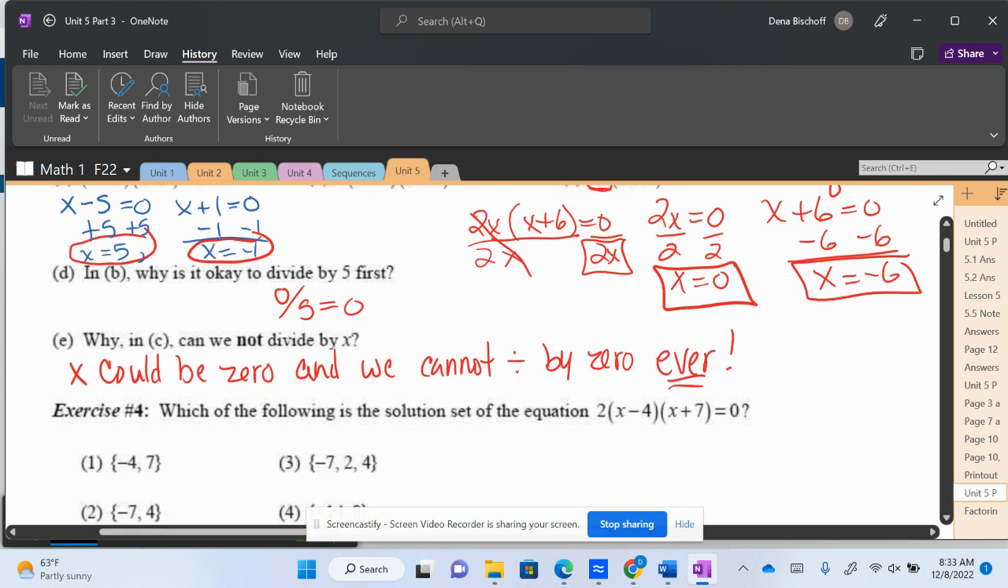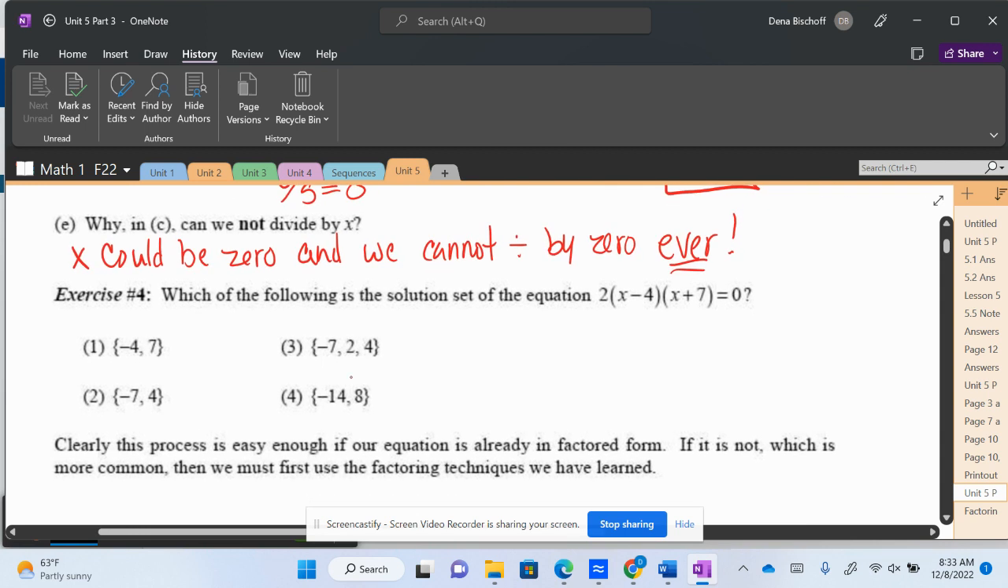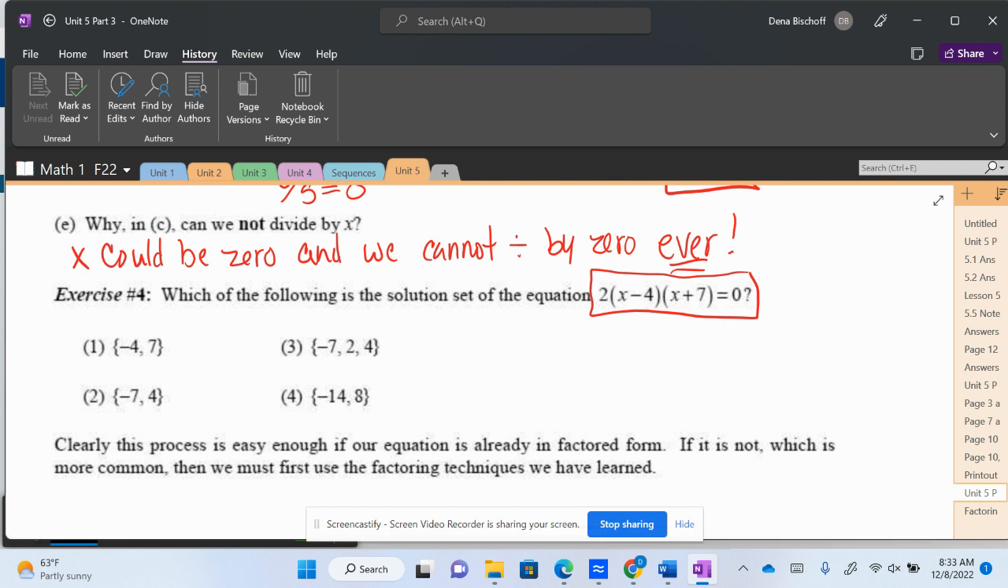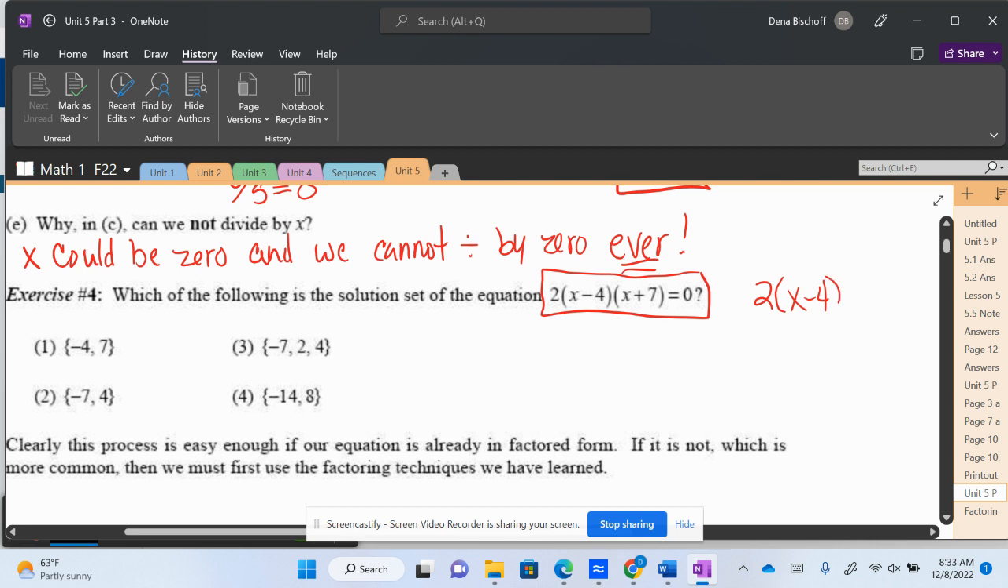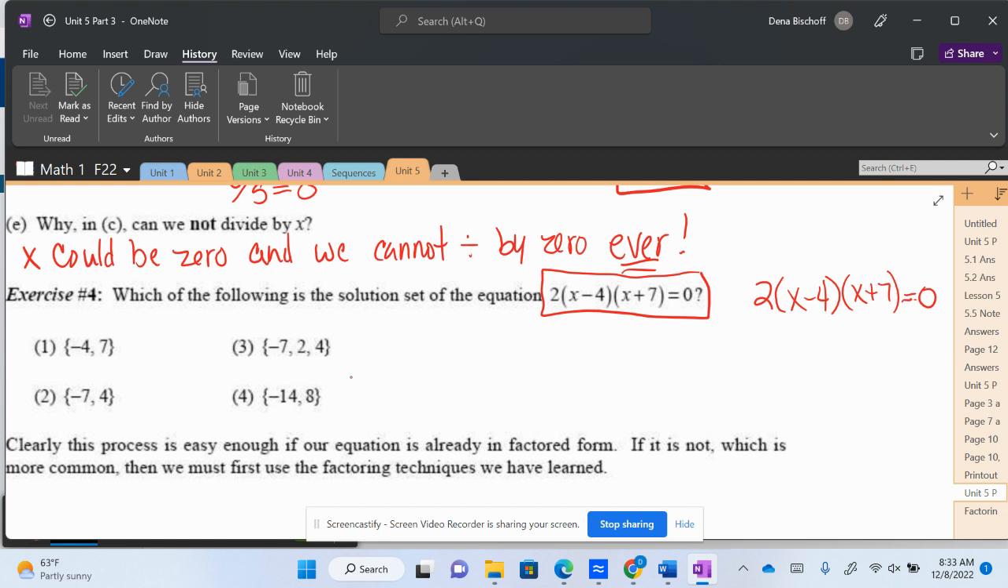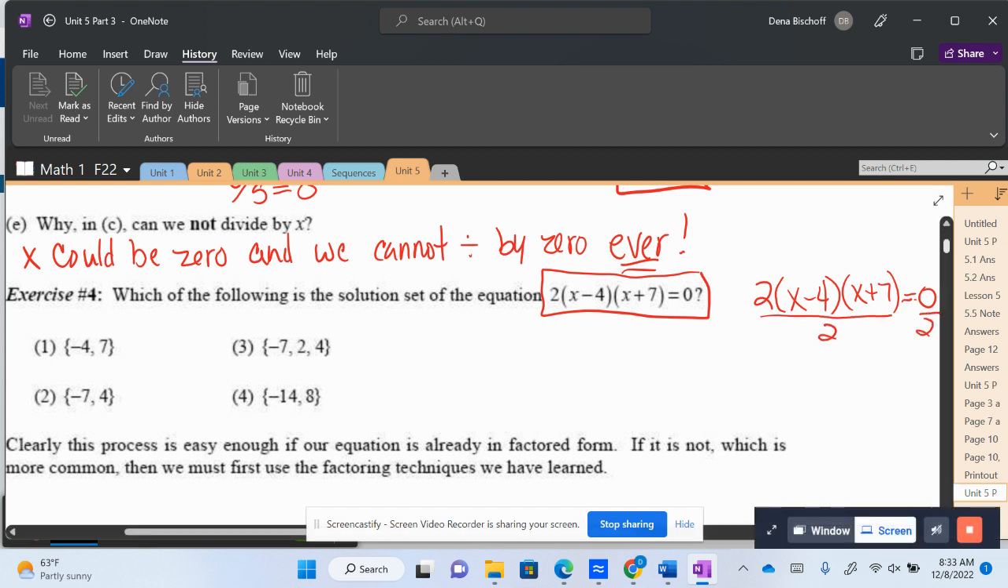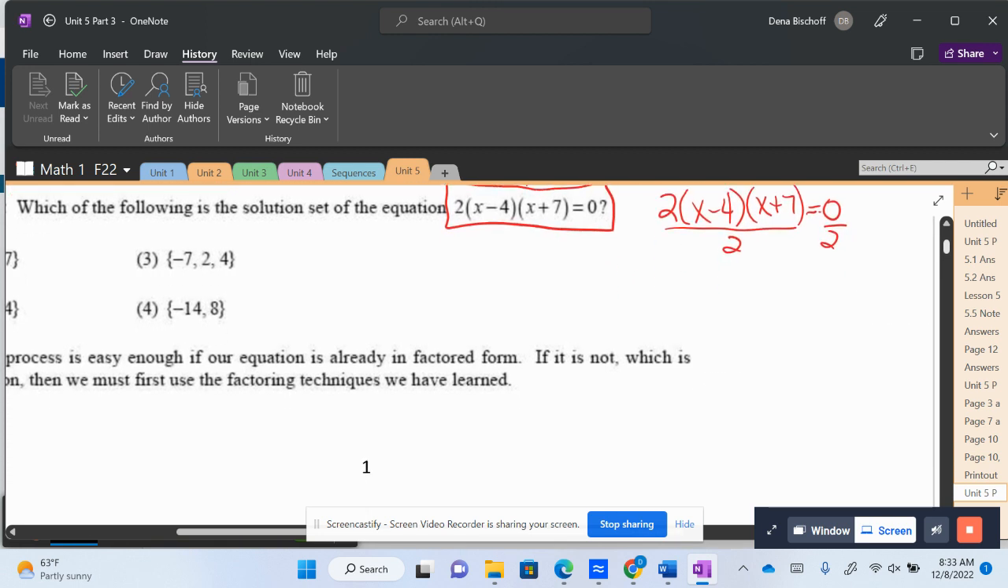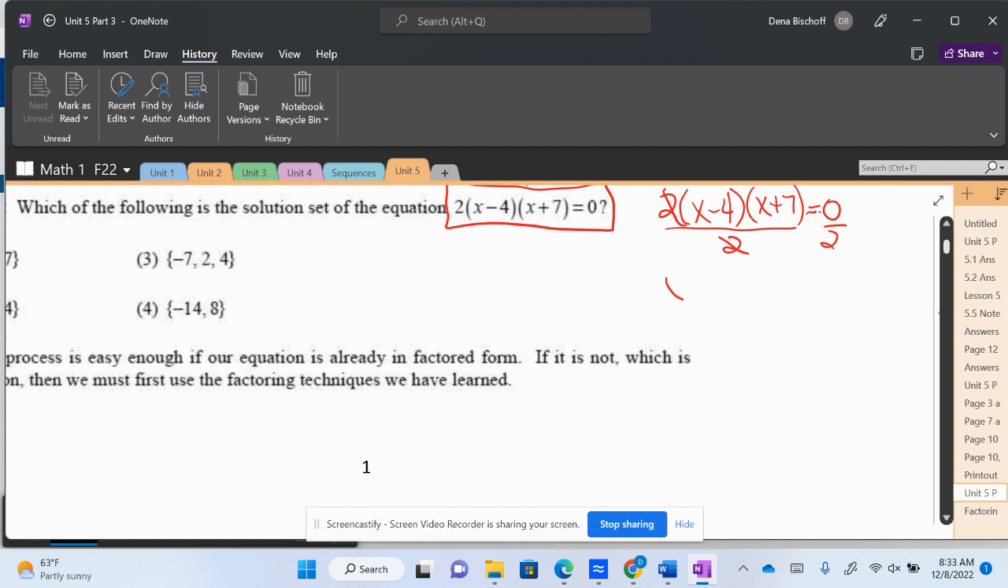So we're going to do this again. And we're going to take this factored quadratic, and we are going to figure out which ones are the solutions. So let's see, I have 2 times the quantity x minus 4 times the quantity x plus 7, and that has to equal 0. Okay, so if I divide everything by 2, that's how I get rid of my 2. I just want to show you how that happens. These cancel out, right? And 0 divided by 2 is still 0. So I have x minus 4 times x plus 7 equals 0.